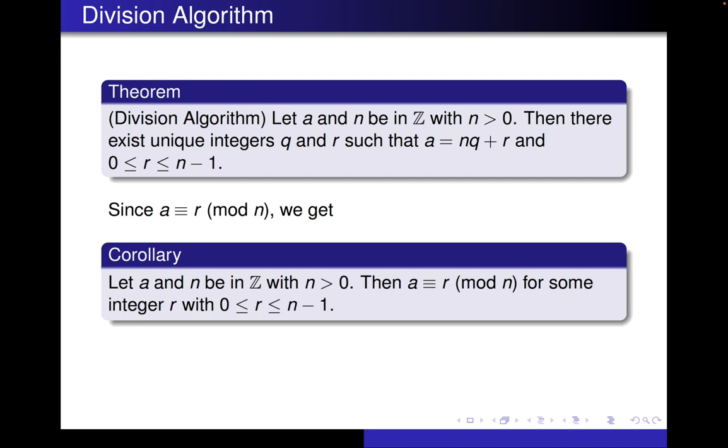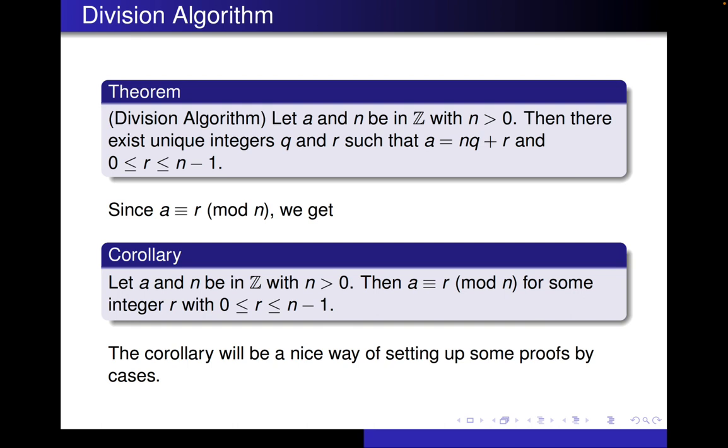We get the following consequence of our theorem, called a corollary. Let a and n be integers, with n being positive. Then a is going to be congruent to r mod n for some integer r, where r is between 0 and n minus 1. And just in case you're wondering, yes, that r is going to be the remainder we get when we use the division algorithm. So this corollary is going to be a nice way of setting up some proofs by cases. If we look at our integers mod n, then we can get one case for each value of remainder that we get, r between 0 and n minus 1. That will give us n cases. Maybe you have a lot of cases, but you can still do it in cases.